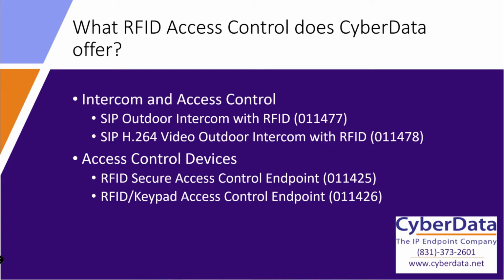So what kind of access control devices do we actually offer? Like we covered at the beginning of the segment, we've got basically 2 different categories of RFID tag readers. We've got intercoms and access control, which would be our SIP Outdoor Intercom with RFID, part number 011477, or basically the same option but with video, our SIP H.264 Video Outdoor Intercom with RFID, and that one's part number 011478.